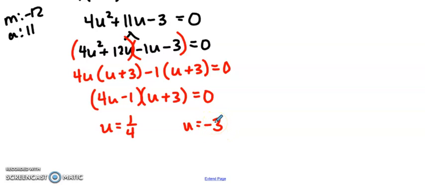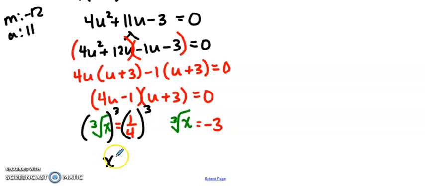And if I was solving for u, I would be in good shape. But I need to remember that I originally stated u was actually subbing in for the cubed root of x. So if I want to actually solve for x, which is what the original question asked me to do, how do I undo a cubed root? I need to cube both sides. So x is going to be equal to 1 over 64, because 4 cubed is 64.